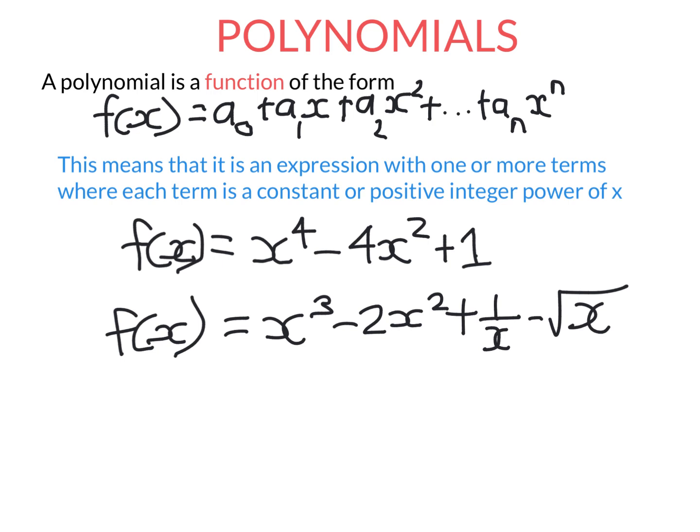So what is a polynomial? Well, firstly, a polynomial is a function, so we can use f(x) notation, but it's a special type of function. It can be written in this form. So what does that mean?